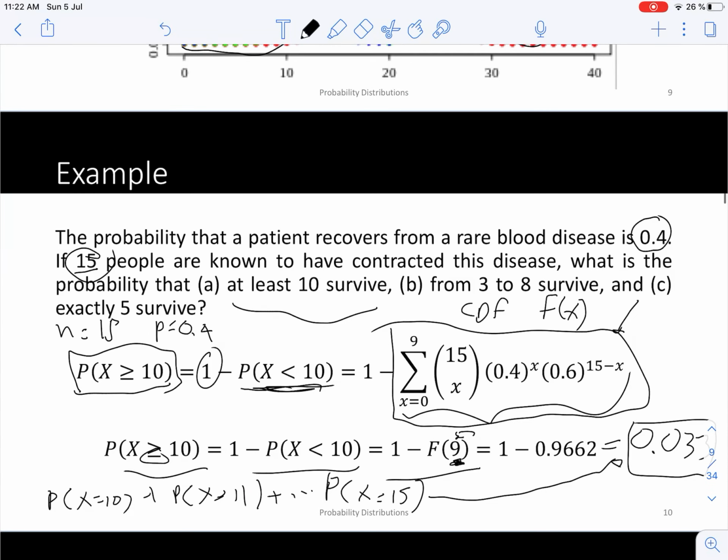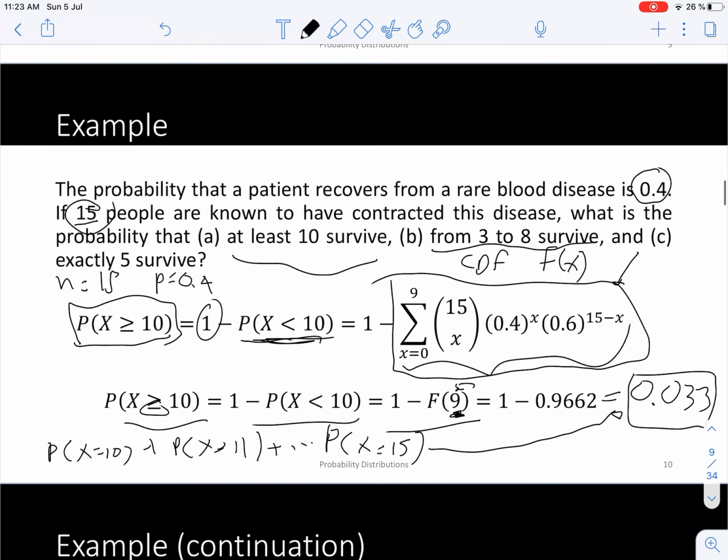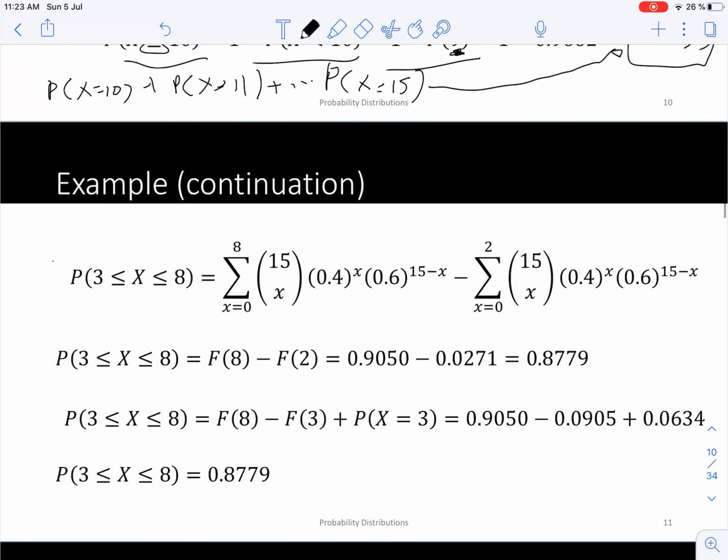Okay, let's check part B. Find the probability from 3 to 8. That is, 3 to 8 people survive. That means 3, 4, 5, 6, 7, 8. So this is the expression, the probability that X is between 3 and 8, including them. That's why we have the equalities. When we are in the discrete world, the equality matters. In the continuous case, it doesn't matter, but for now, the equality is important, so you've got to be careful with the equality.